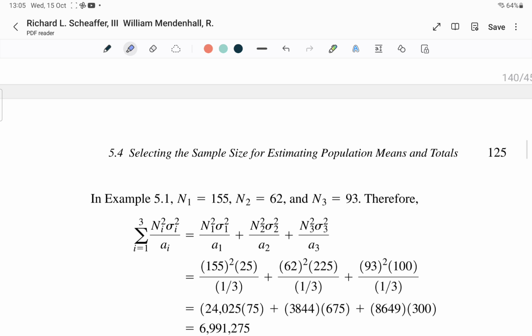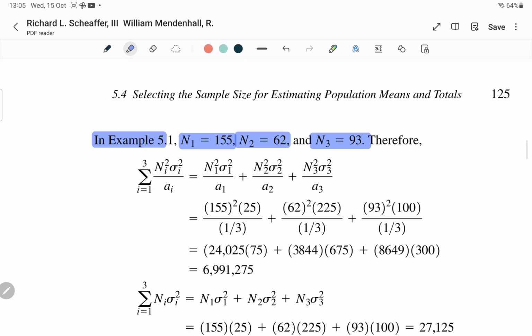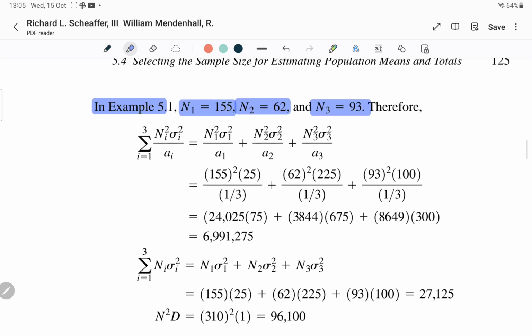And in example 5.1, in the same example, because we are picking all this data from example 1, N1 is given as 155, N2 is 62, and N3 is 93. It is given. Now we will be calculating the term that I told you, the numerator of the formula. This term is basically the numerator of that formula which is used for calculating the n.